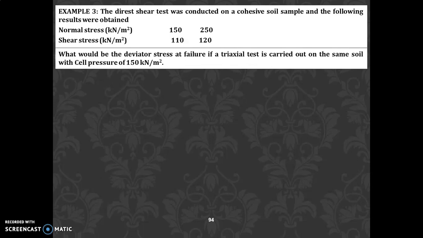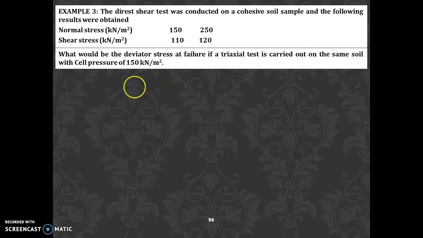Okay, so what is asked to find? It is not mentioned to calculate C and phi value, but you have to calculate the deviator stress at failure if the triaxial test is carried out. This is the direct shear test result, normal stress and shear stress. From normal stress and shear stress you can draw the graph, and from the graph you can get C and phi. If you have C and phi value, you can find sigma 1. Cell pressure is given, that is sigma 3. Sigma 3 is given, so now you only have to calculate sigma 1.